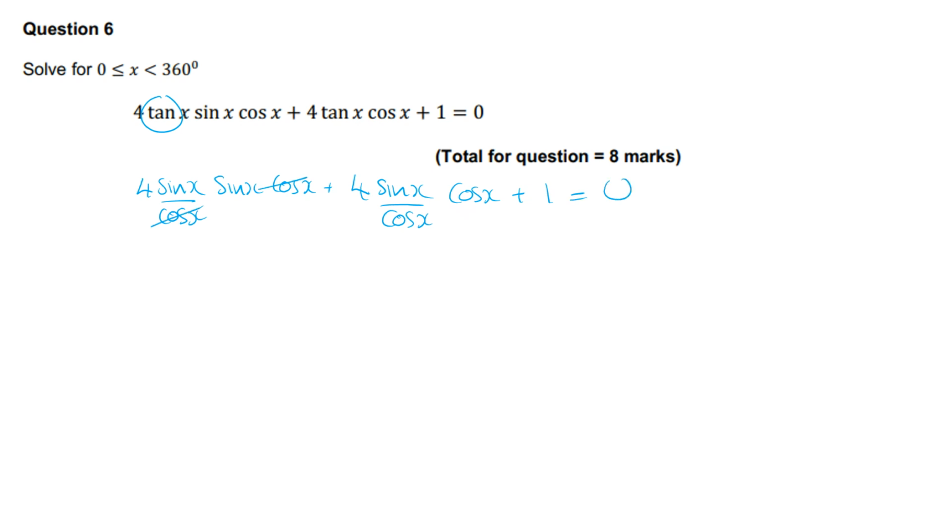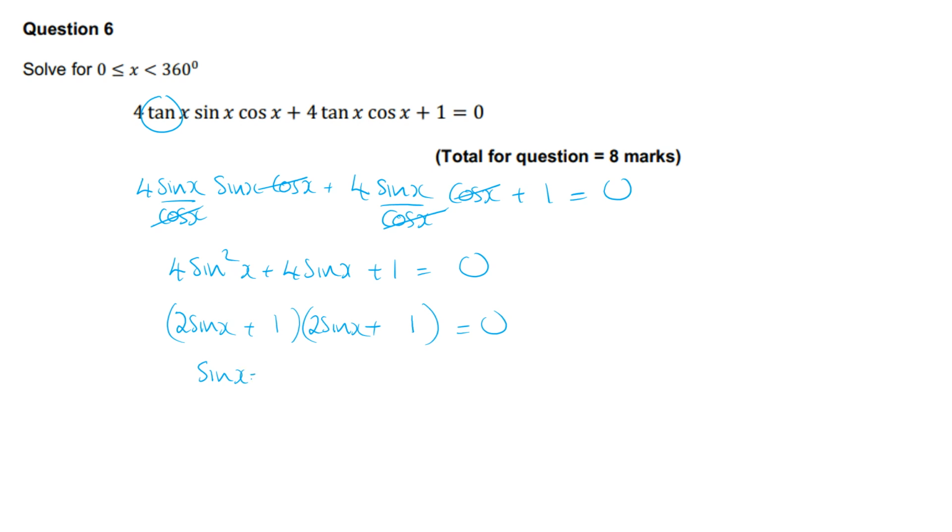These cosines will cancel, so we'll have 4 sine squared x plus 4 sine x plus 1 is equal to 0. And then factorising: 2 sine x plus 1, 2 sine x plus 1. So sine x is equal to minus a half. Now, if you know that sine 30 is a half, then sine to the minus 1 of minus a half is equal to minus 30.